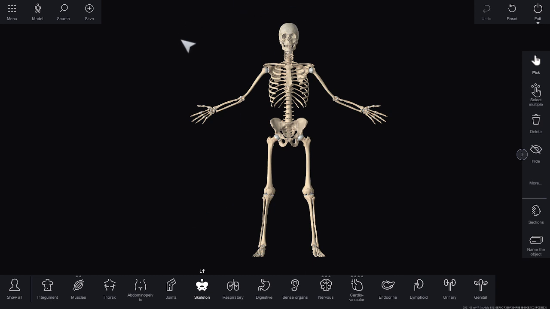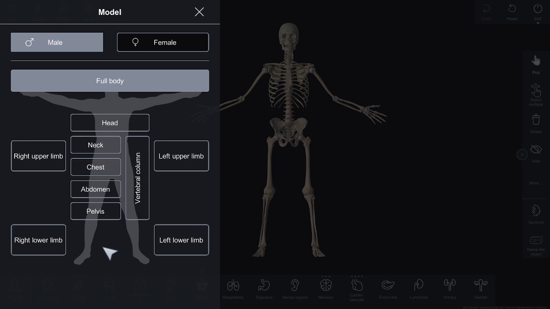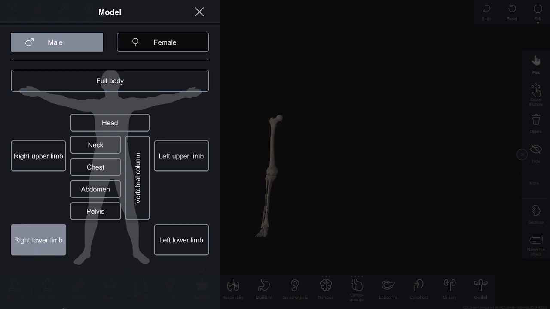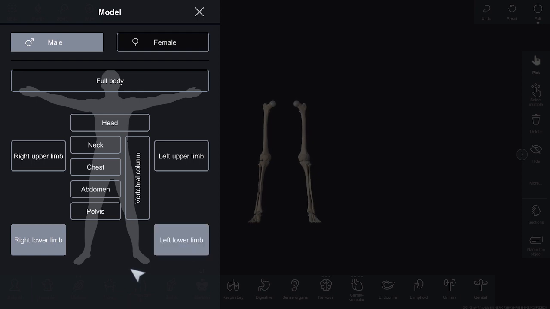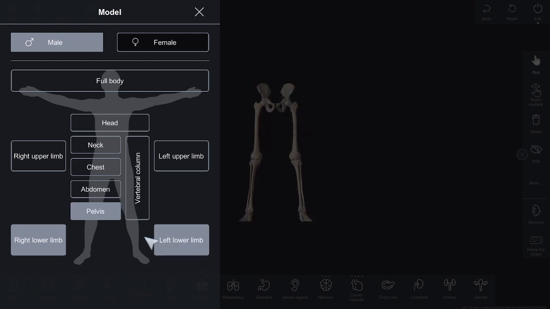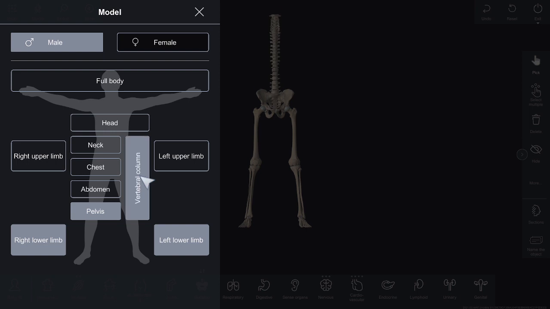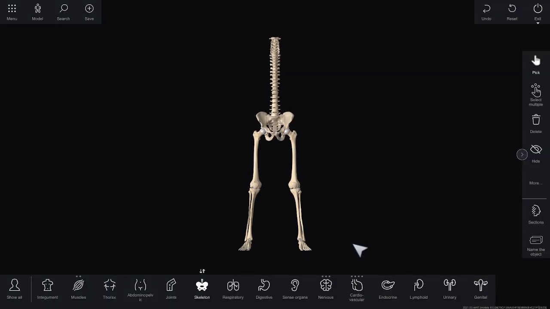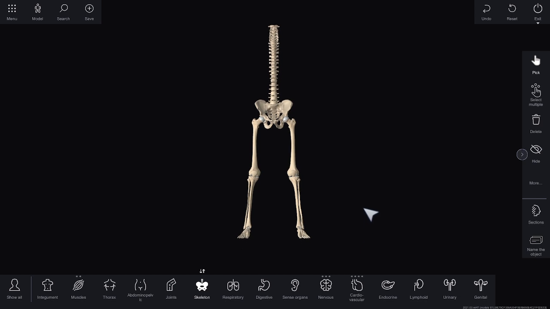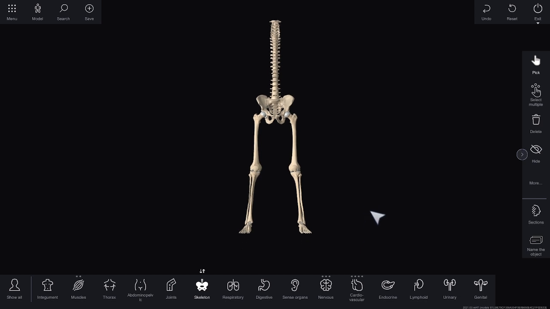So the head we don't need to use. I click here on the model and use right lower limb, left lower limb, pelvis and vertebral column. Okay, so we have this structure. Now, lumbar and sacral plexuses are part of the nervous system. Here it is, nervous system.